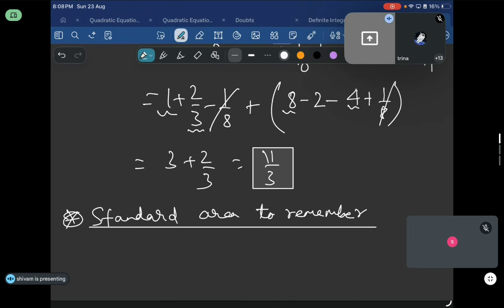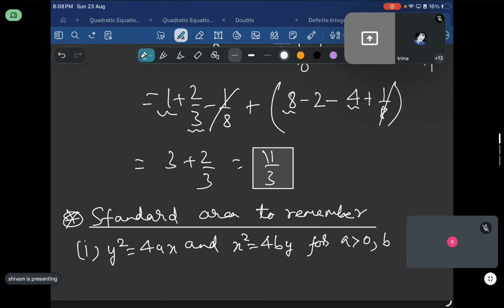Standard areas to remember. Number 1, y square equal to 4ax and x square is equal to 4by. If you want to find out the area between them for a greater than 0 and b greater than 0, then area will be equal to 16ab by 3. Okay, everyone?